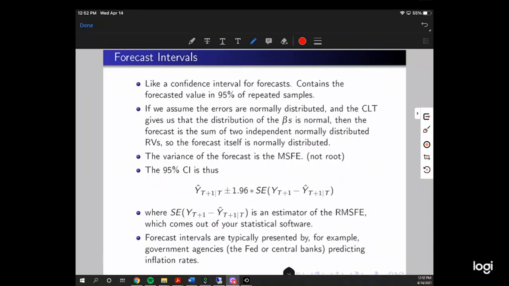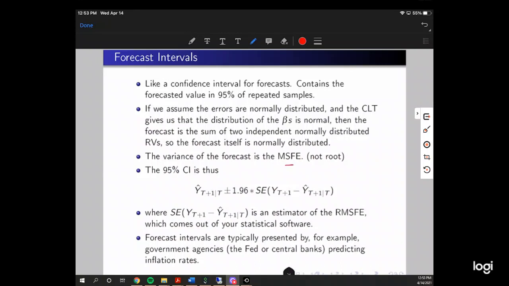Forecast intervals. Like a confidence interval for forecasts, these contain the forecasted values in 95% of repeated samples. If we assume the errors are normally distributed and the central limit theorem gives us the distribution of the betas being normal, then the forecast is the sum of two independently normally distributed random variables, so the forecast itself is normally distributed. The variance of the forecast is the mean squared forecast error, not the root.